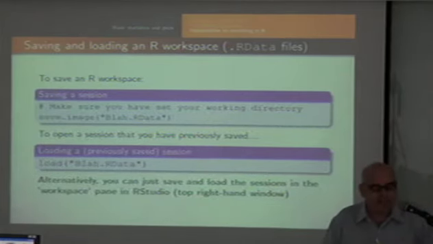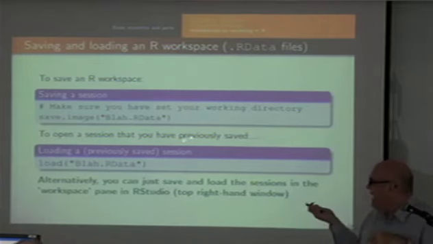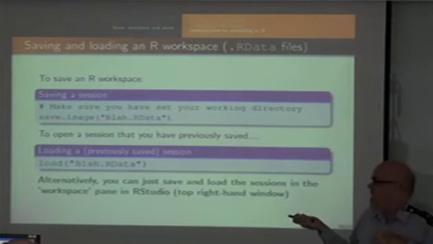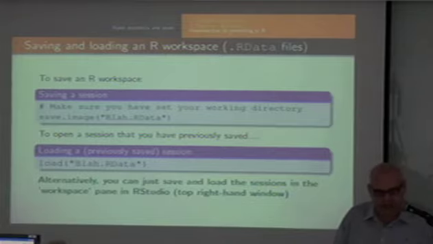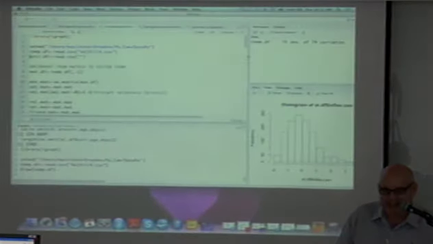To save a workspace, I could just use the save.image statement, and that will just save it into my working directory. So I'm going to call it la.rdata. To load it up, I just use the load statement. Alternatively, in RStudio, I can just save the workspace here and load it in here. I can just use these icons here in the workspace tab. It does exactly the same thing.